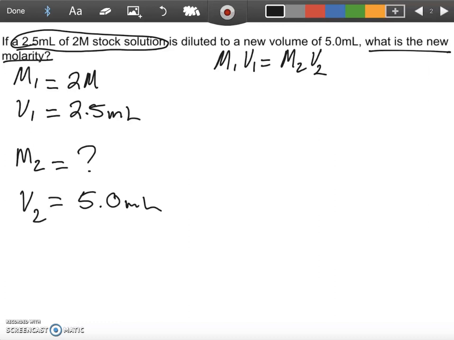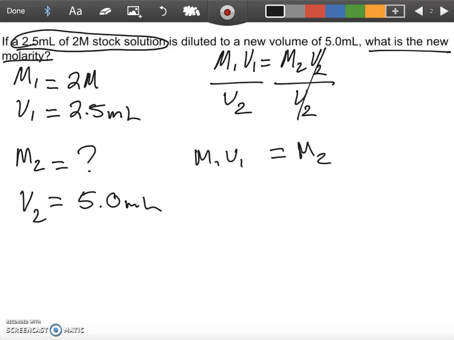Let's go ahead and use algebra to manipulate this equation right here to solve for M2. M2 and V2 are attached by multiplication. How do I undo multiplication? With division. So we need to get the M2 by itself. We'll divide both sides by V2. Those will cancel. M2 is equal to M1 V1 over V2. Let's go ahead and switch this around so that the variable we're solving for is on the left, and then our work will be on the right.